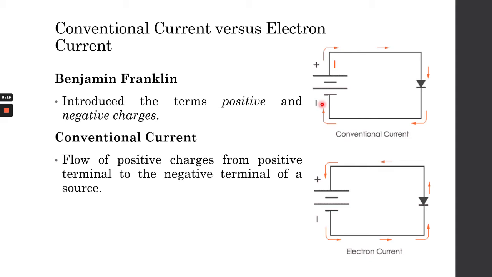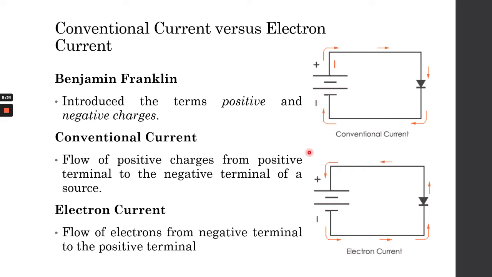On the other hand, when we discovered electrons, years after Benjamin Franklin, we discovered that it's actually the electrons that move, not the protons. So we started using the term electron current, which is the flow of electrons from the negative terminal of your source to the positive terminal. So they're basically the same. We still use conventional current because a lot of research studies have been conducted using conventional current, and everything that is found in those studies. So we still use conventional current as well.